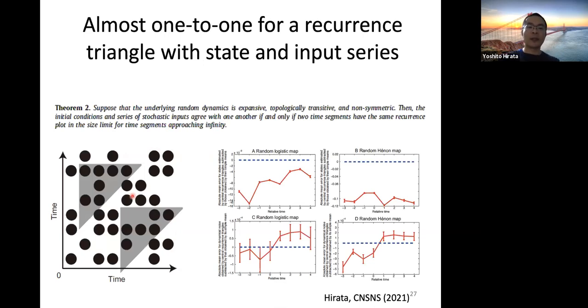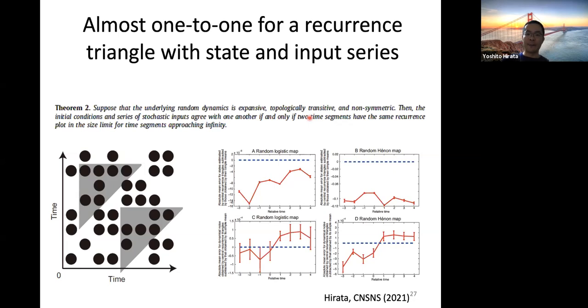If we consider the central recurrence triangle, we can show, similarly to the permutation, a one-to-one property between a recurrence triangle and a joint set of state and input series. If the underlying dynamics is expansive, topologically transitive, and non-symmetric, then if we specify the central recurrence triangle, we can identify the state and input series, up to the degree of freedom of the symmetry. This one-to-one property is a nice property.